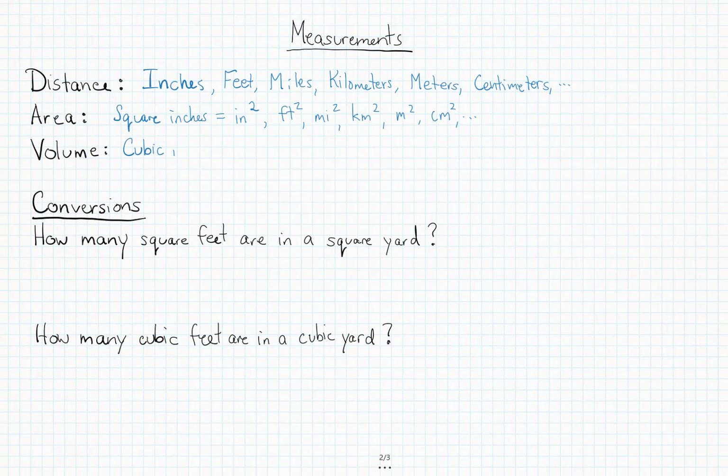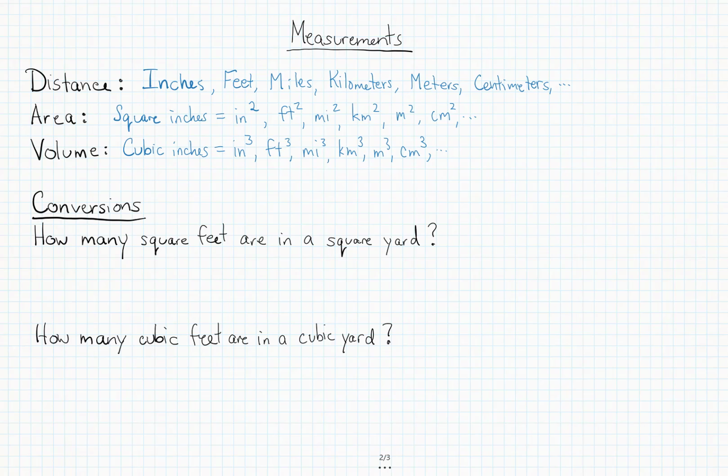Moving into volumes, you're basically cubing everything. So you get cubic inches, where we'll see inches with a cube as the exponent, cubic feet, cubic miles, cubic kilometers, cubic meters, cubic centimeters. And so for volume, we're talking about how much space things take up in a three-dimensional sort of situation.